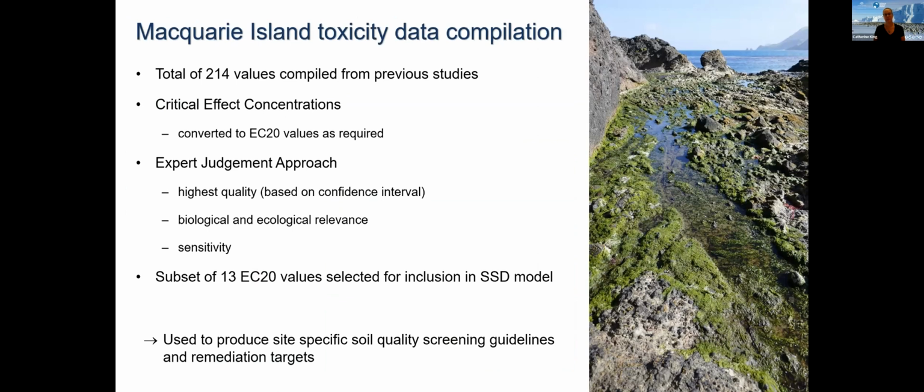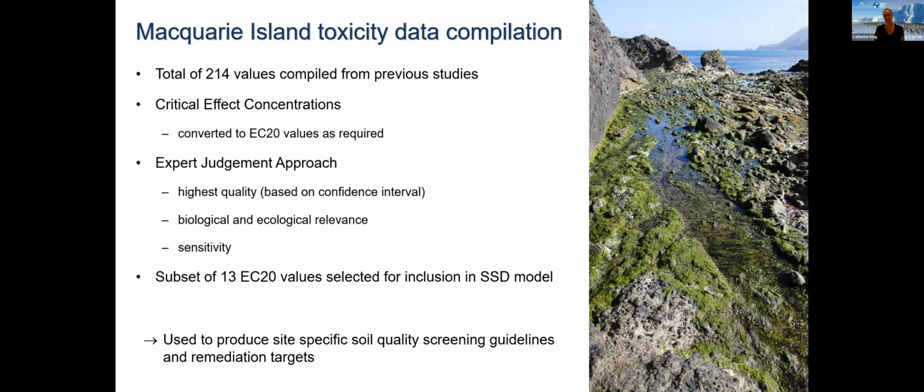So we pulled all that data from those tests together and compiled them to form a comprehensive list with around 214 CEC values. The studies obviously used different methods and derived a range of different critical effect concentrations, which we then converted and standardised to EC20 values as required. Then we employed an expert judgment approach to select the most robust endpoints to use to construct our SSD models. The criteria that we used included the quality of data and the degree of confidence around those CEC estimates, the biological relevance of the endpoint to the species in terms of population growth, the ecological relevance to the overall soil health and ecology, and the relative sensitivity of different endpoints within a species.